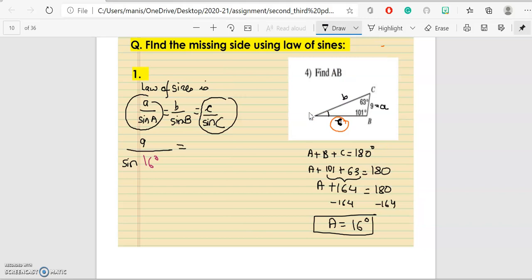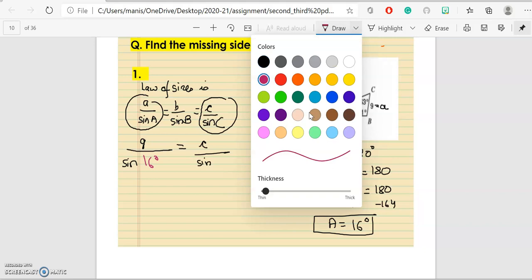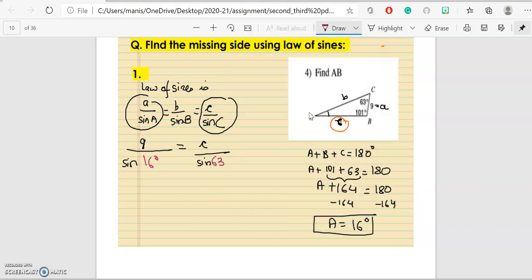Equal sign, what is lowercase c? I don't know. This is my 9. And what is my uppercase C? Uppercase C is my what? 63 degrees. So I will write over here 63 degrees. And after this I will cross multiply.